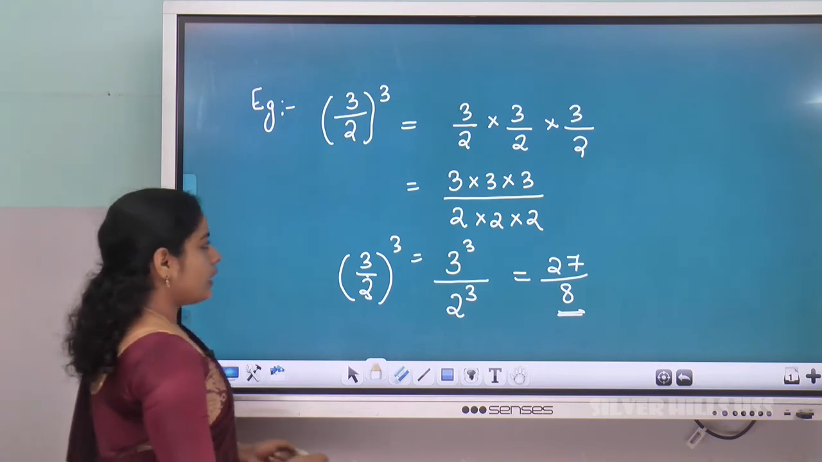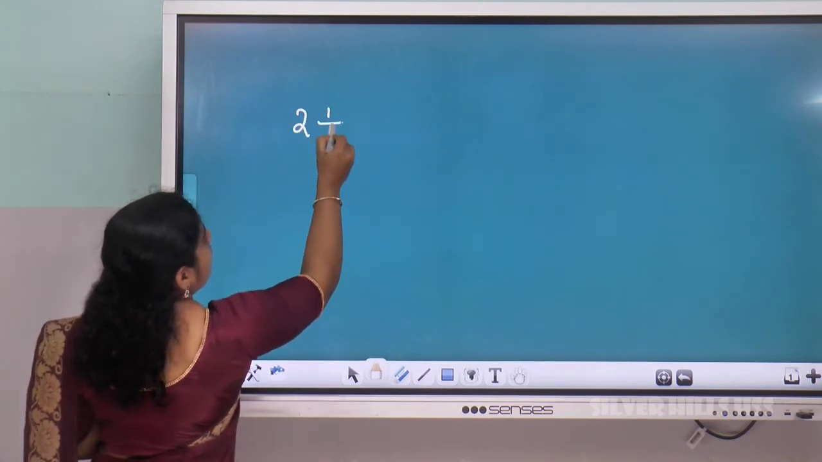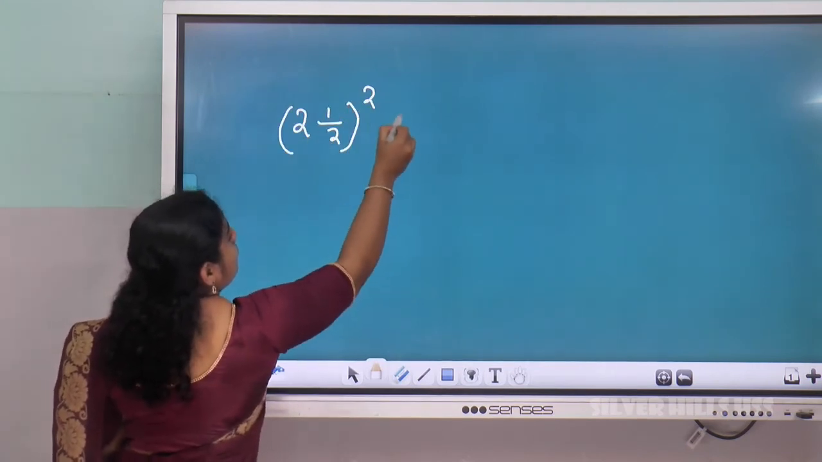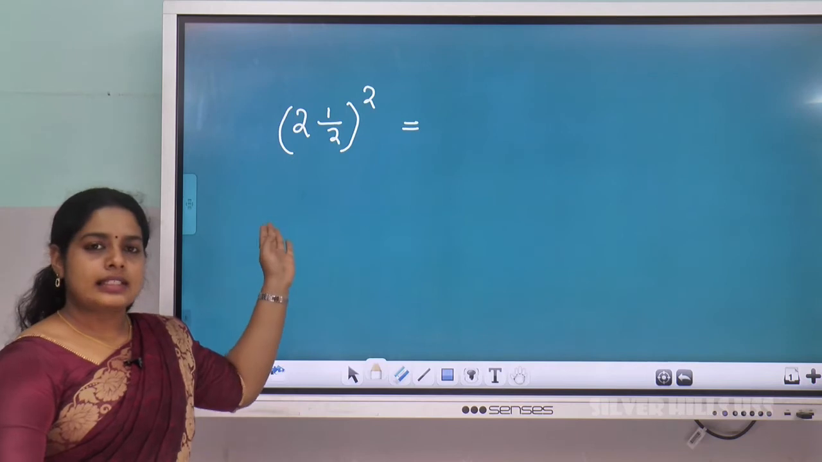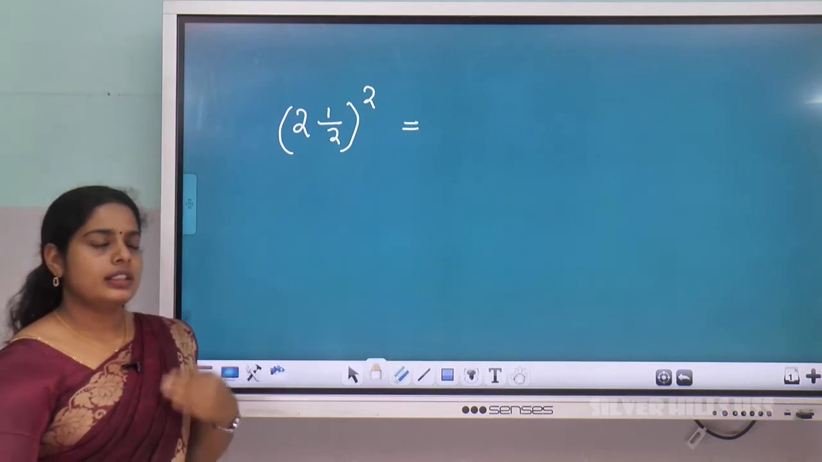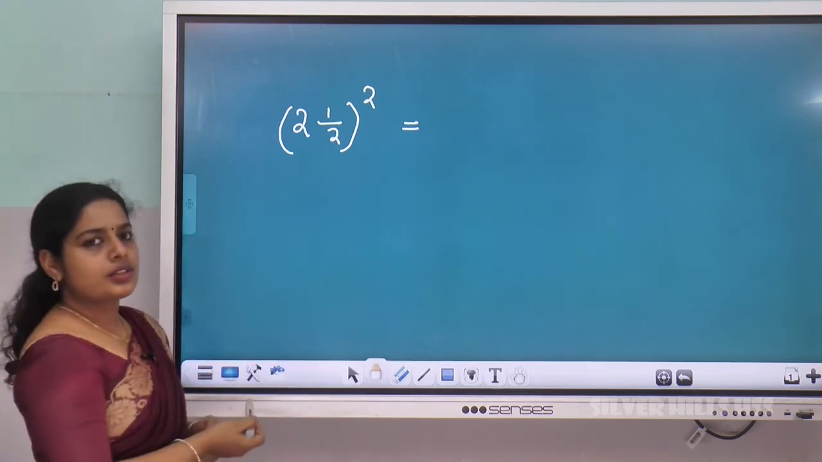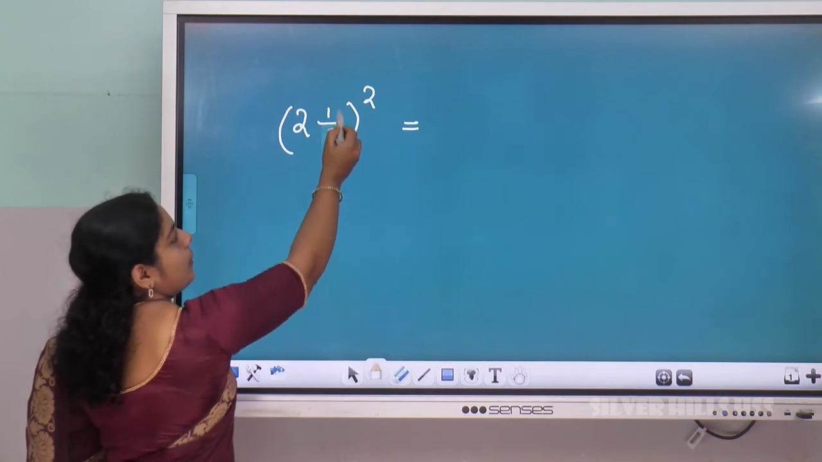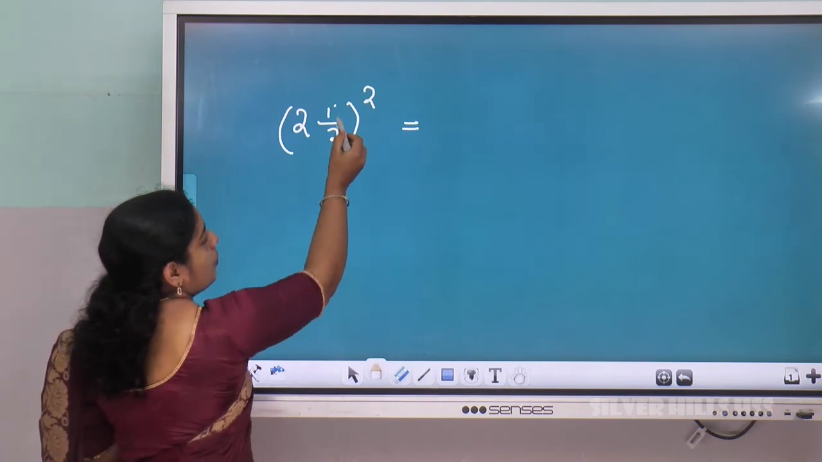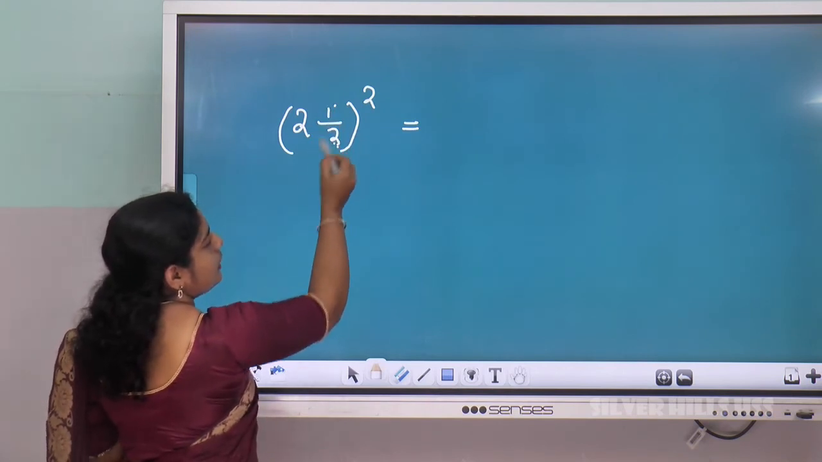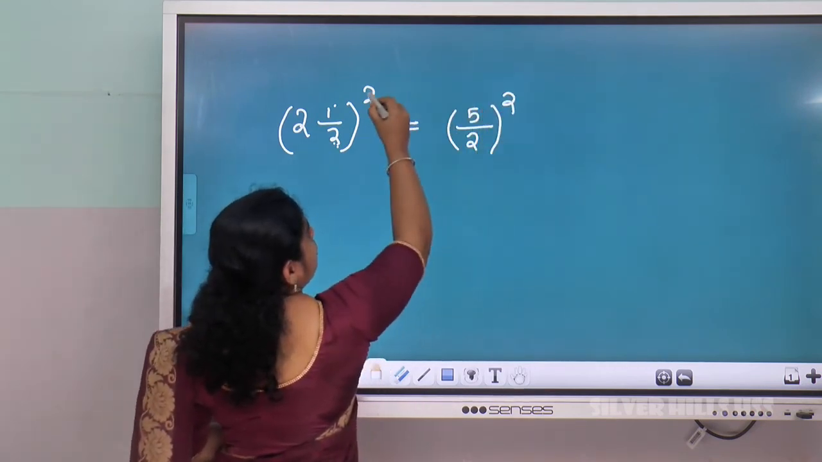Okay. Now, what if it is a mixed fraction? That is, if you have 2 1 by 2 whole raised to 2. This is a mixed fraction. So, if it is a mixed fraction, please convert this mixed fraction to a fraction, then find the power of the fraction. Here we have 2 1 by 2. So, how can we convert it into a fraction? 2 into 2 plus 1 divided by 2. So, 2 into 2 is 4, 4 plus 1 is 5, 5 divided by 2 will be the fraction, and put the power whole raised to 2.